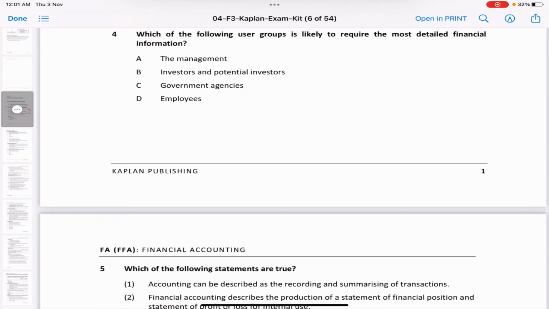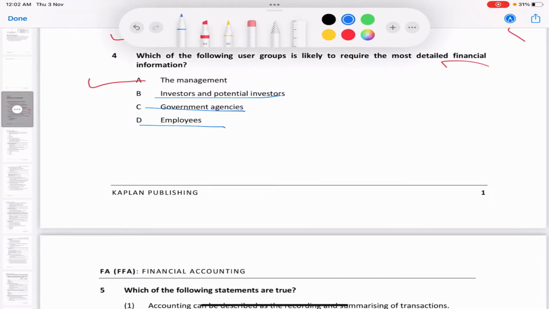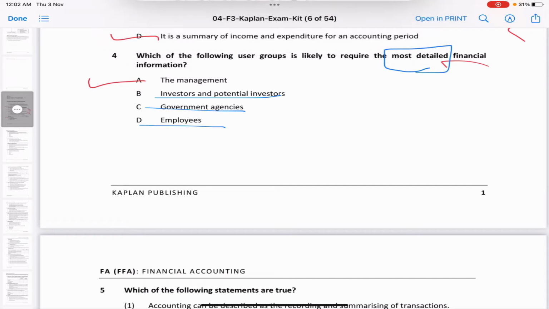Which of the following user groups is likely to require the most detailed financial information? So who would require the most detailed financial information? Always the management. Why? Because management will require the detailed information because management is always responsible to make the informed decisions regarding the operative activities. See, the investors, potential investors, government employees, even they require the financial information. They require, but who requires the most detailed? It is the management.